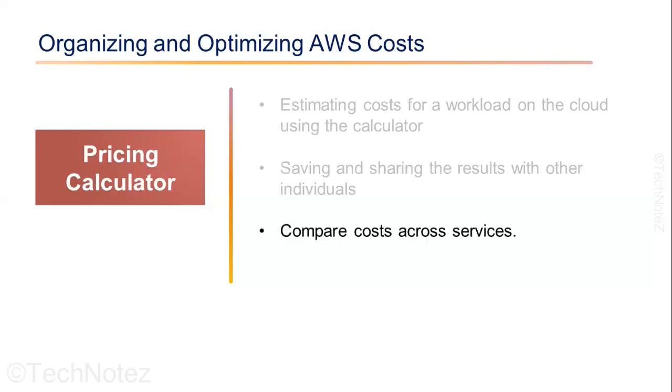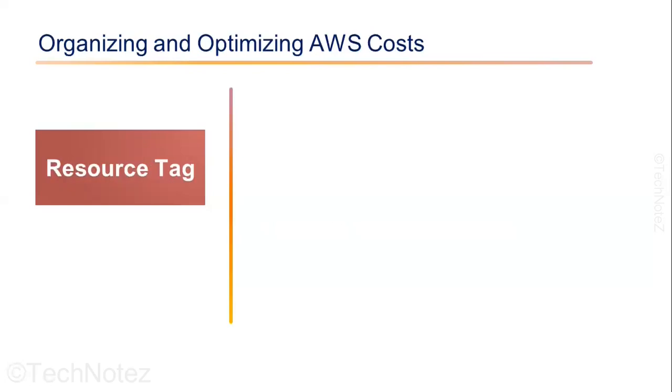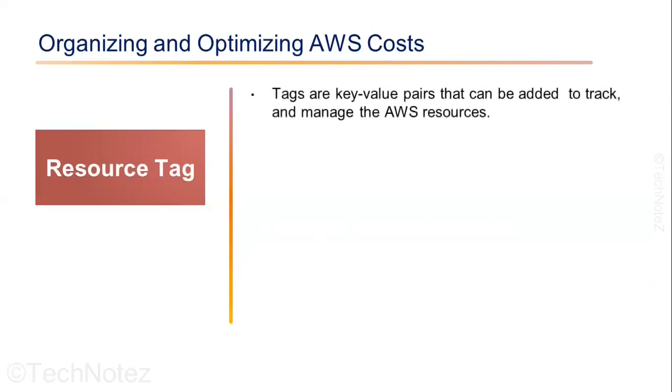You can even look at different ways to build it and then compare the cost between the different approaches. Pricing calculator is very useful for cost optimization and planning. Next, let's talk about AWS resource tags. Tags are key value pairs that can be added to AWS resources in order to track and manage those resources.